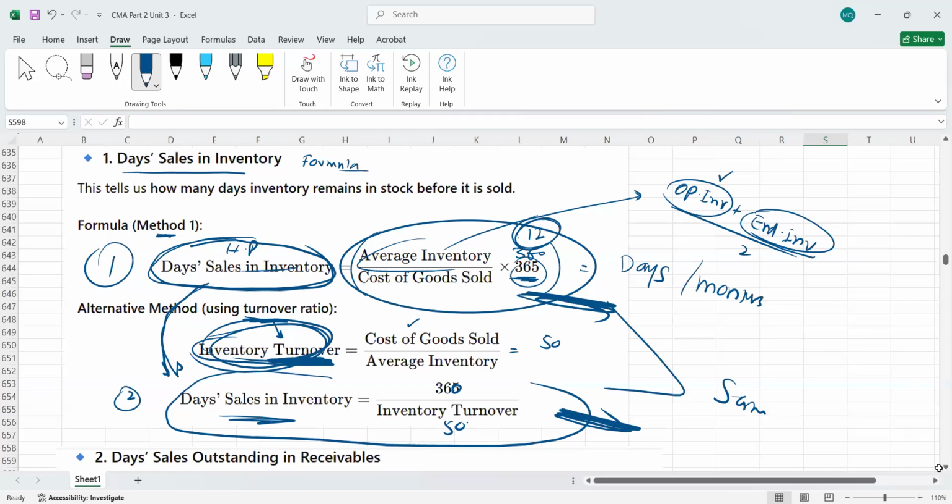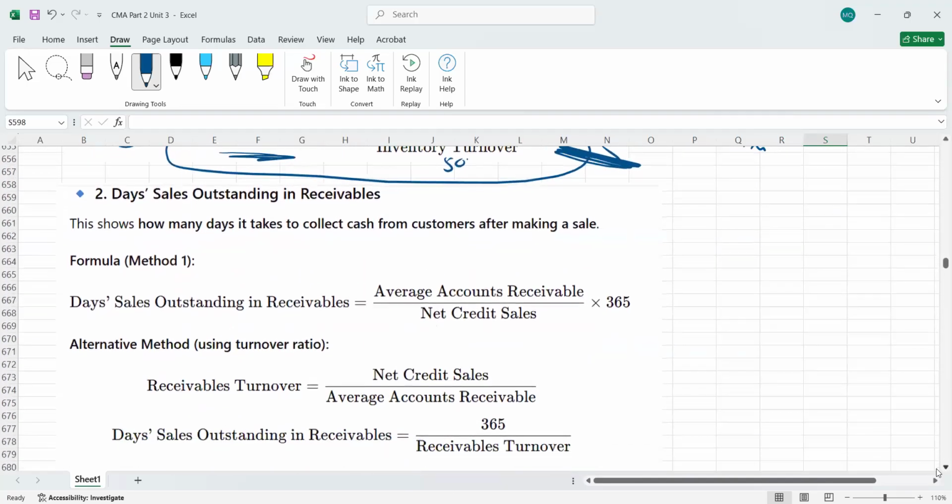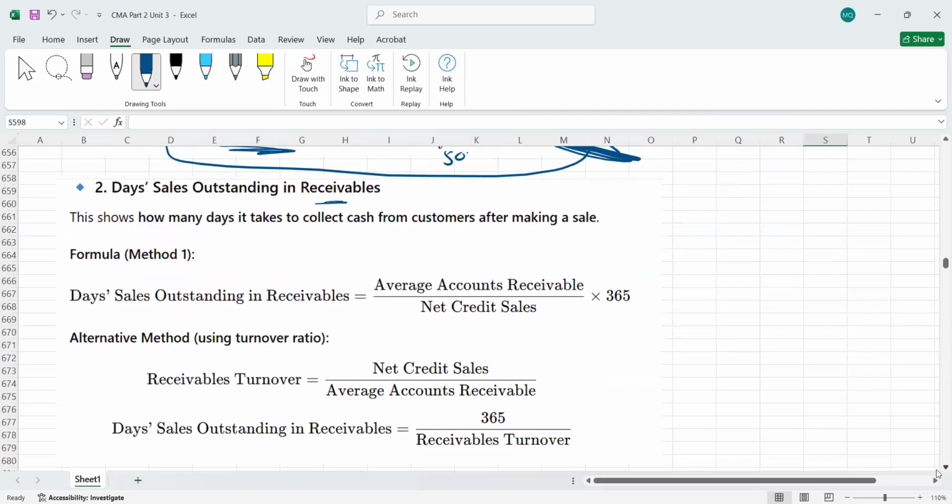Then what is the second component of the operating cycle? Days sales outstanding in receivables, which is also called collection period. If you remember, I told you last time, this ratio measures how many days the company takes to collect cash from the customer after making the sale. That's days sales outstanding in receivables.